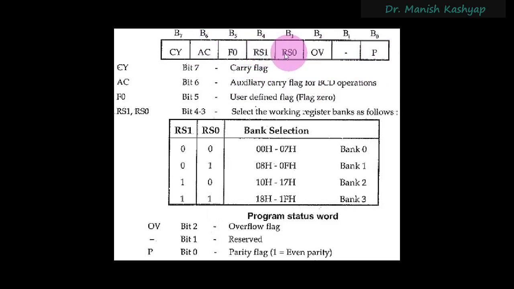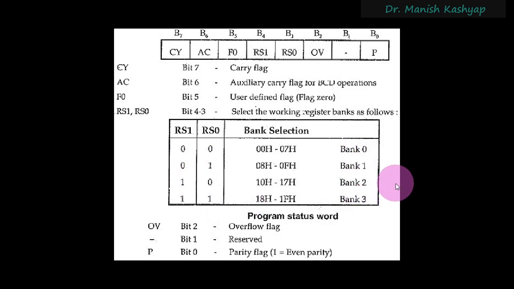flag. Now let's talk about these two important bits, D3 and D4. RS0 and RS1 is their name. So what is the purpose of this? These two are very important bits. You can see that RS0 and RS1 are two bits, so they can make four combinations. If you select 00, then bank 0 will be selected, 01 then bank 1, and bank 2 and bank 3 for 10 and 11 will be selected.